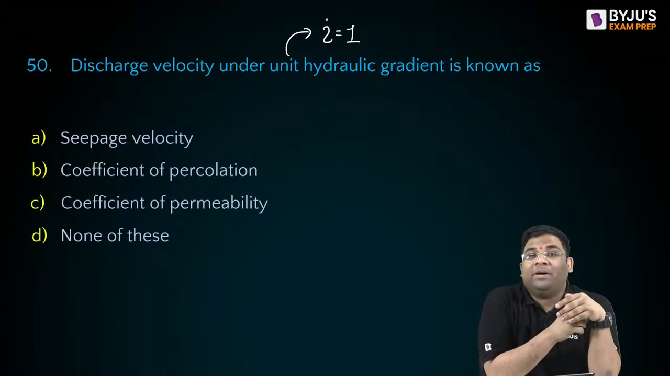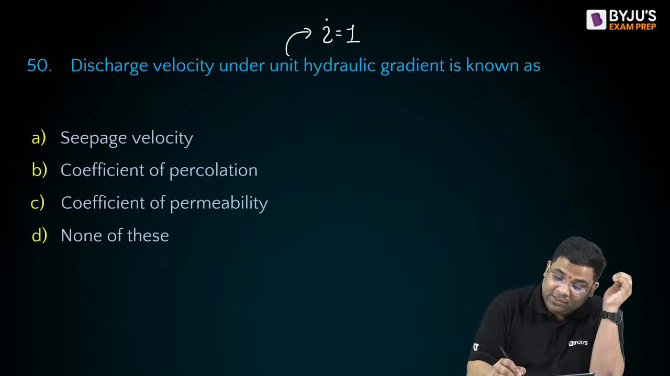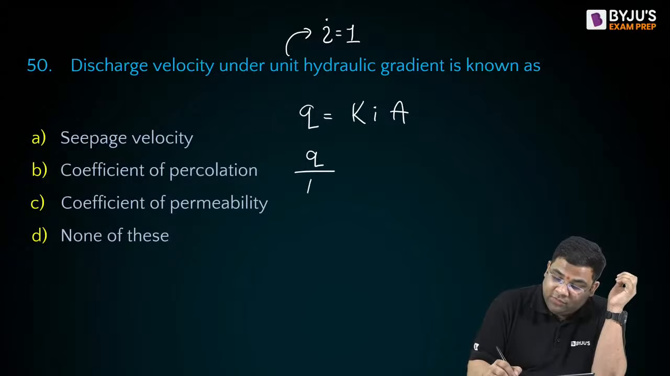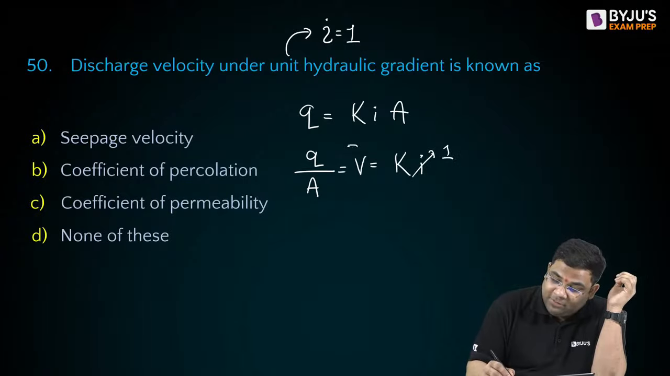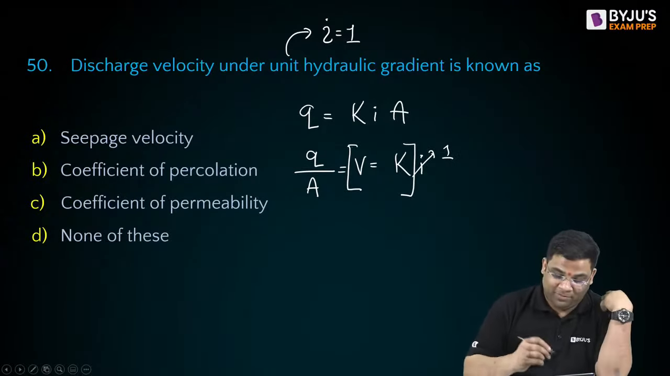Coefficient of permeability. It is the coefficient of permeability. You see, Q is equal to KIA. This is your Darcy's law. So Q by A, that is your discharge velocity, will be Ki. So if I is 1, then the discharge velocity is equal to the coefficient of permeability.